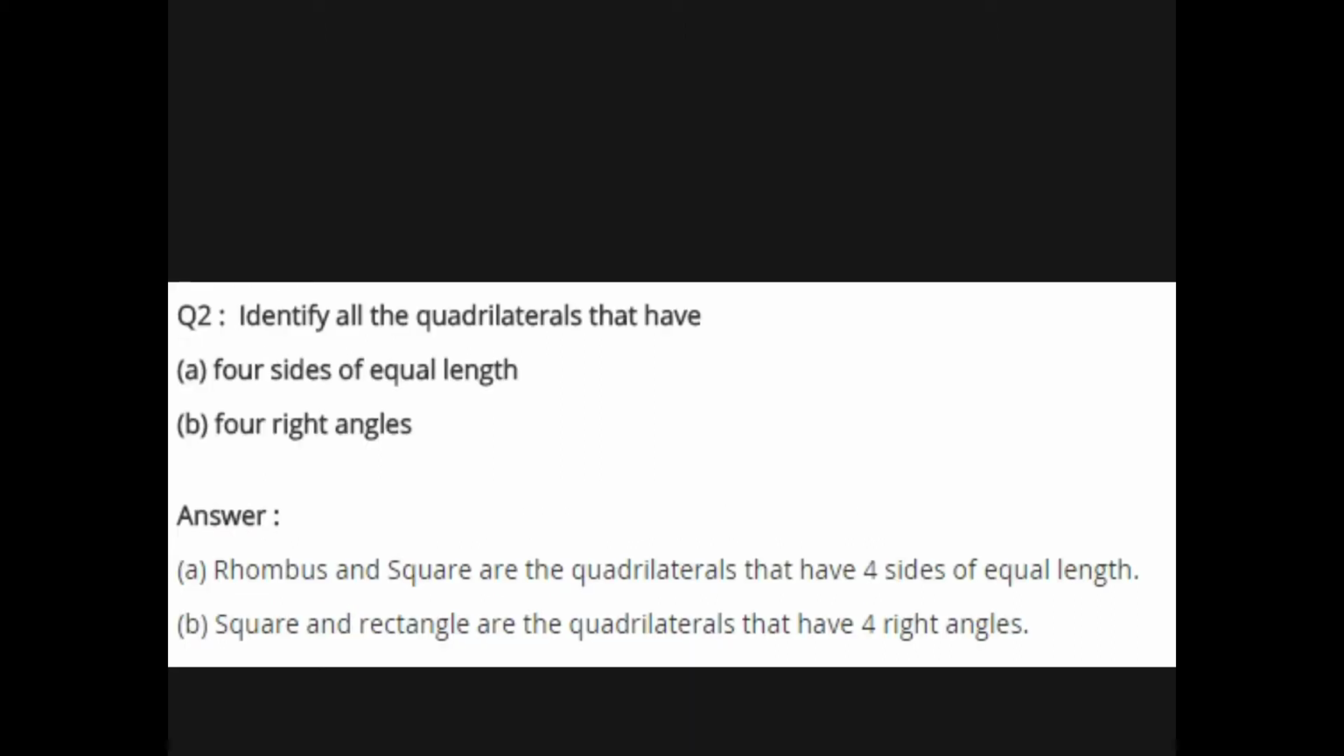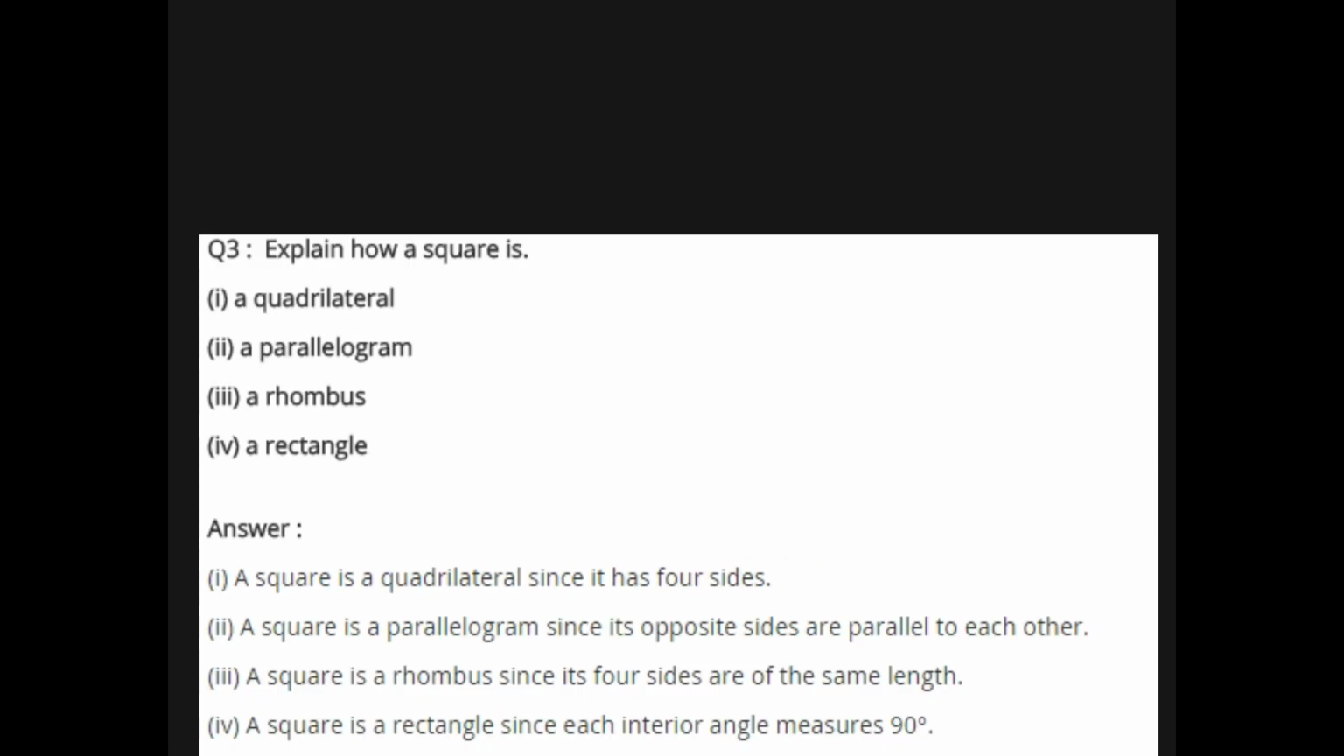Now question number 2. Identify all the quadrilaterals that have four sides of equal length and four right angles. Now in both square and rectangle, four right angles are there. See, in a rectangle also all the angles are of 90 degrees and in a square also all the angles are of 90 degrees.